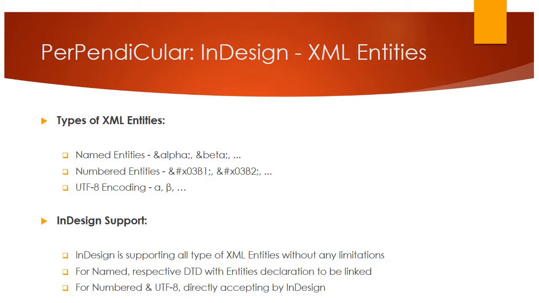So what about the named entities? For named entities, we need to call the respective DTD along with the entities it needs to be linked. And for numbered and other types like UTF-8, it is directly accepted by InDesign. While importing XML, these entities will be automatically converted into the respective symbols without any issues. But in the case of other platforms, they need to do some mapping to render the respective outputs. Okay.